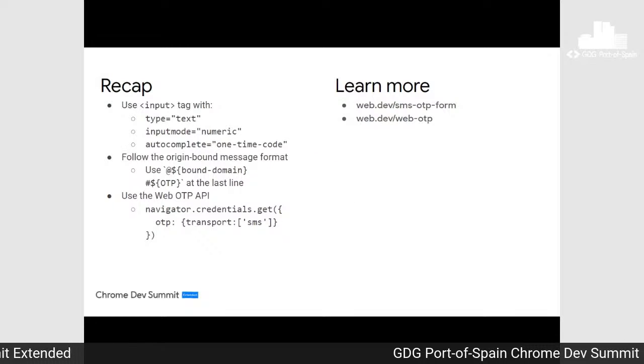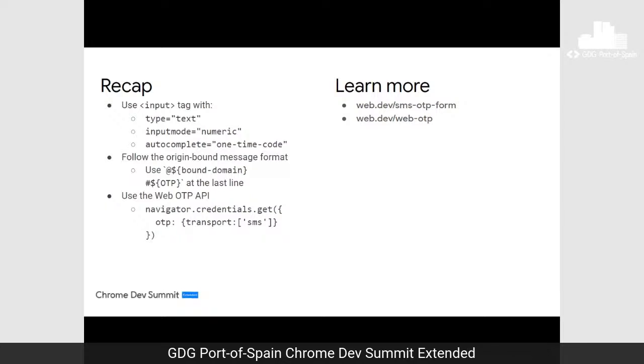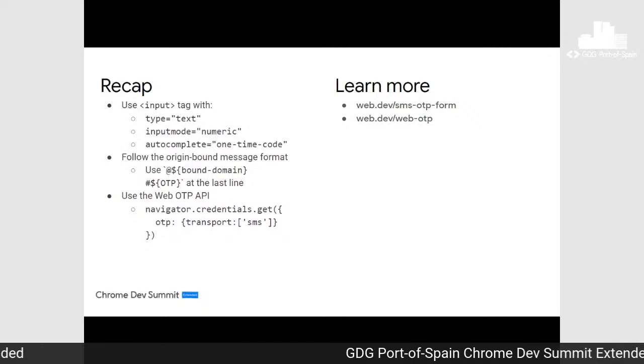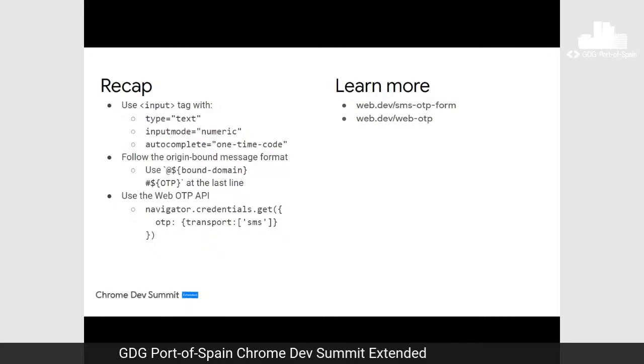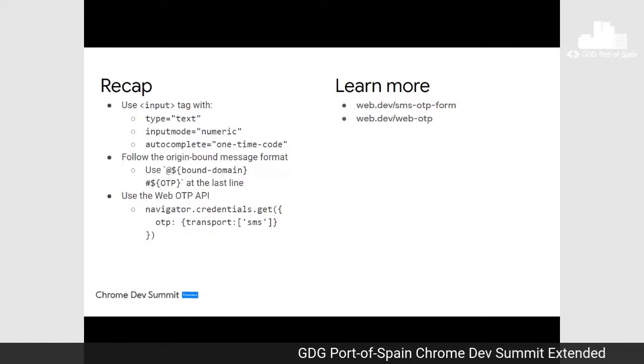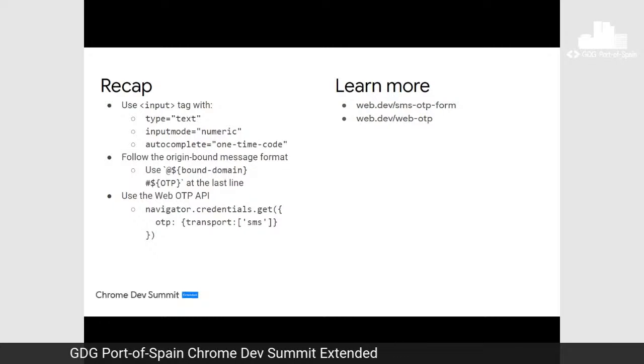So finally, when you're building the SMS OTP form, remember to use type text with input mode numeric and autocomplete one-time code. Remember the domain-bound message format for the SMS message, so the browser can get that code and know how to match the right code with the right app. You can learn more from web.dev/sms-otp-form, or more about OTP in general at web.dev/webotp.